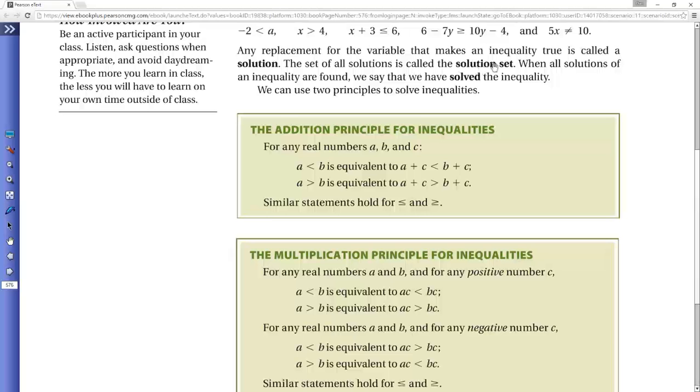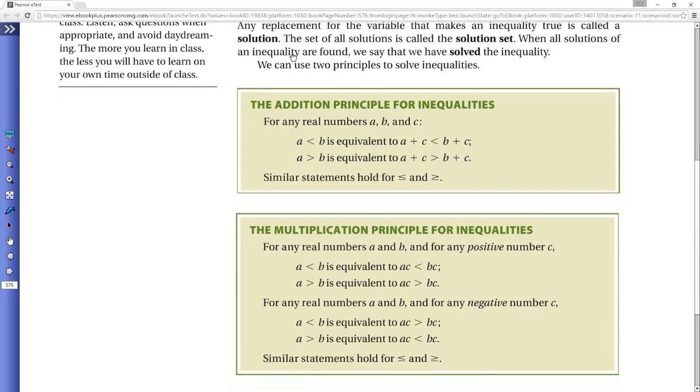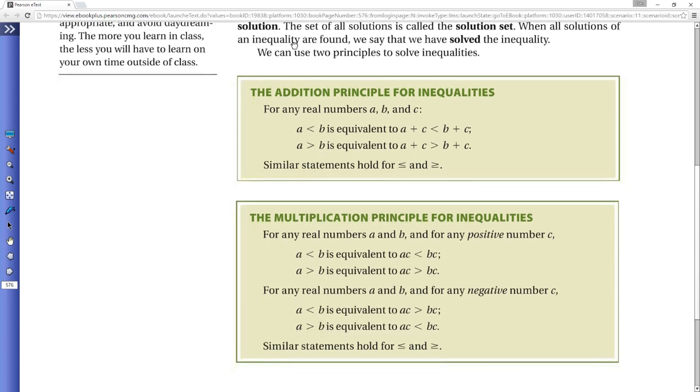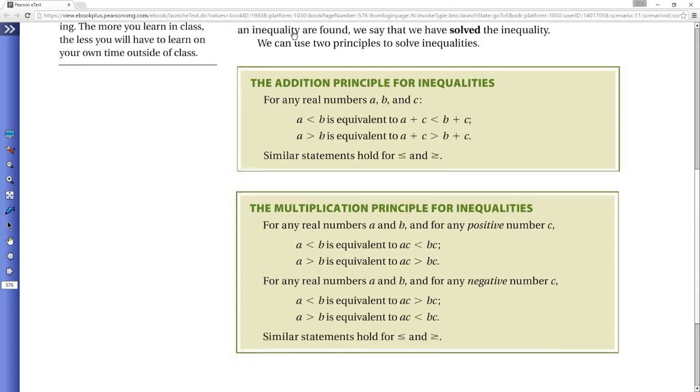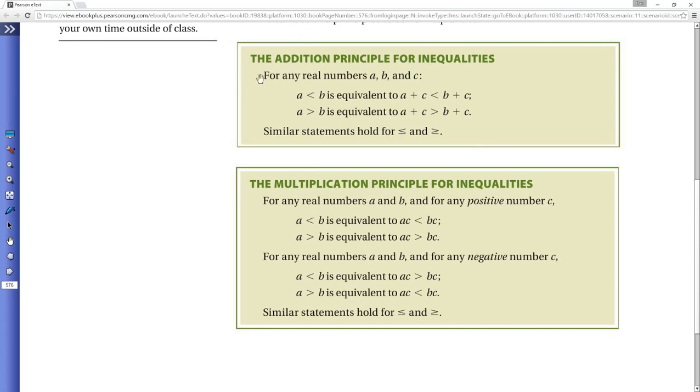So they bring up this idea of a set again. A set is a way to represent an infinity of things. So set notation is going to be used a lot in this because we're talking about non-constant solutions, not just one or two constant solutions. So they talk about what a solution is. We're looking for values in the inequality that will make it true. And then you can have a solution set, and when we have found those values, we say we have solved the inequality.